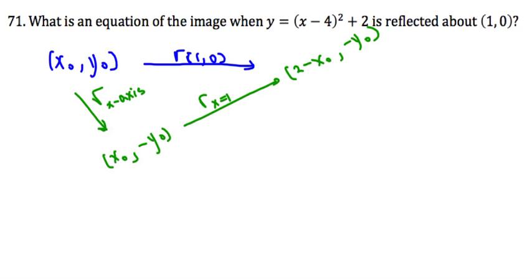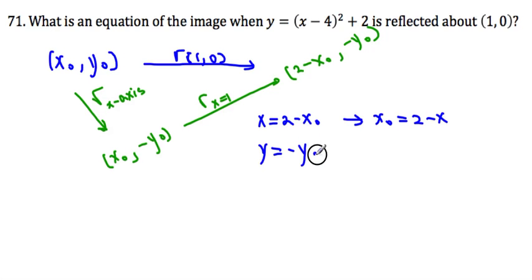That means this implies that our new x value is 2 minus x naught. This tells us that x naught is equal to 2 minus x when you solve for x naught. And here our new y is equal to negative y naught. So that tells us that y naught is equal to negative y.